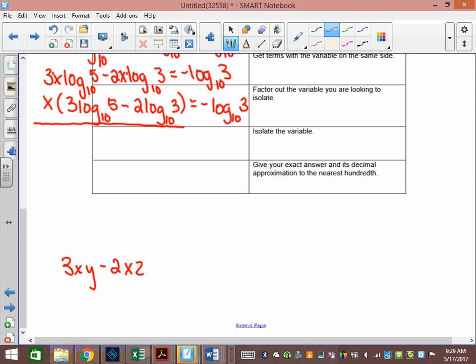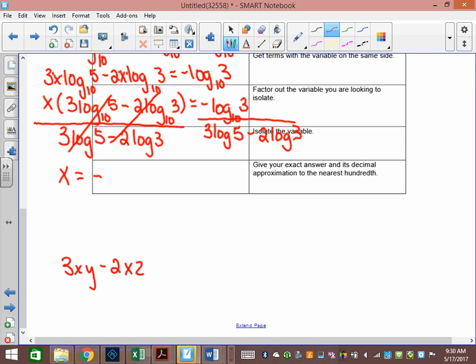This is where I often drop the base 10 because it starts getting really weird looking with it. So I'm going to go log 3, log 5 minus 2 log 3. I'm going to divide by it. And I'm going to divide by 3 log 5 minus 2 log 3. So that's a good answer. X equals negative log 3 over 3 log 5 minus 2 log 3.